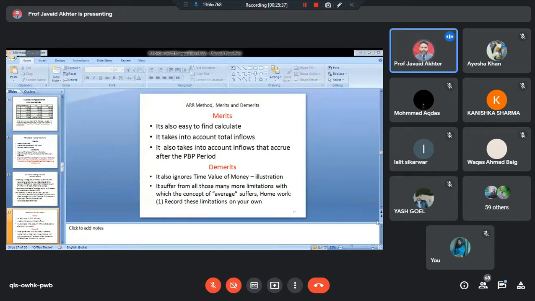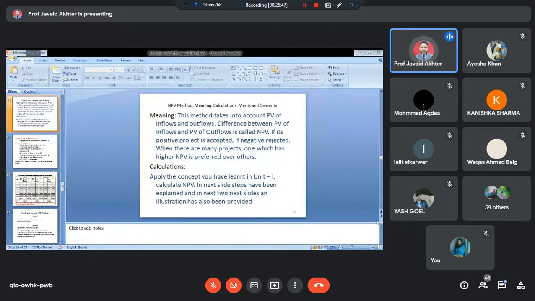Okay. See, in each class I ask you to seek clarification, ask me. I repeatedly ask you to post to me on this private number or group or wherever you wish, and still you don't come up with the solution, then it's not nice. Now, the third method belongs to the second category, that is discounting cash flow methods.